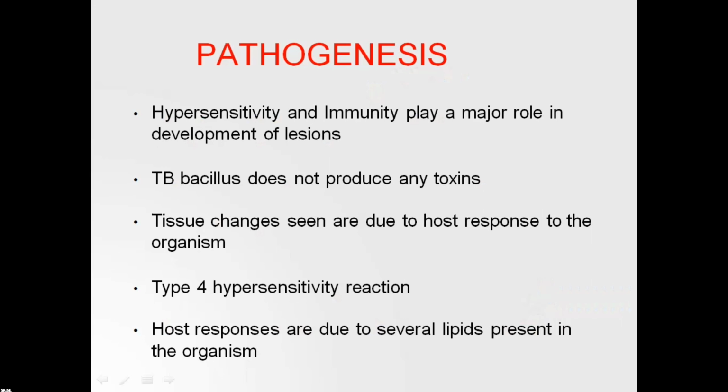Tuberculosis. So this is a slide in which you are seeing this purple color, the Mycobacterium, showing that tuberculosis is there. Hypersensitivity immunity plays a major role in development of the lesion. Tuberculosis bacillus does not produce any toxin. Tissue changes seen are due to the host response to the organism. Type 4 hypersensitivity reaction. Host responses are due to several lipids present in the organism.